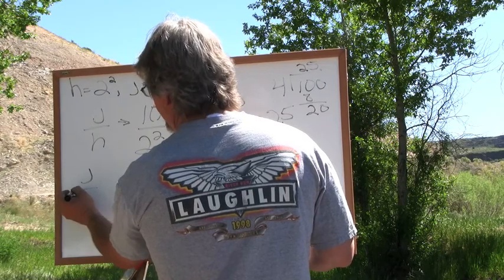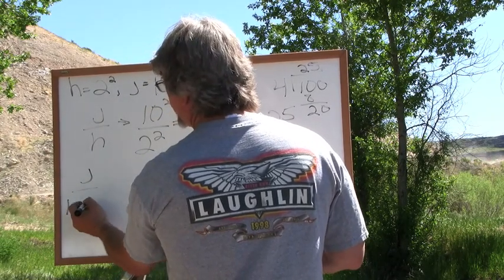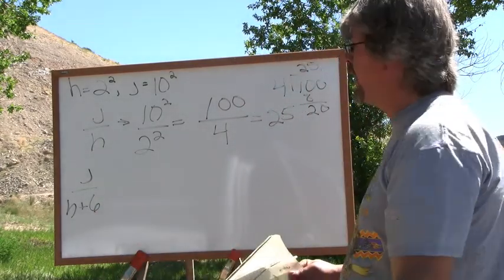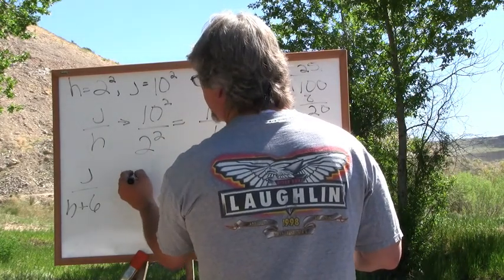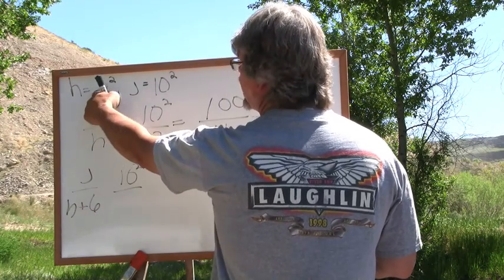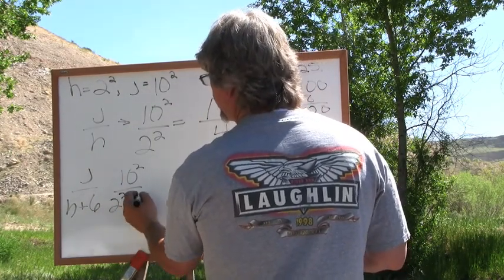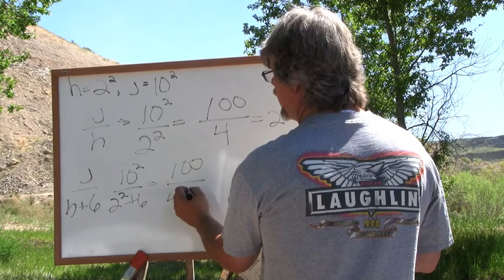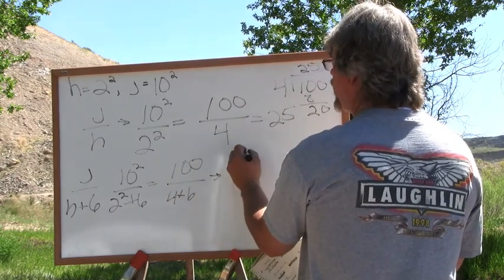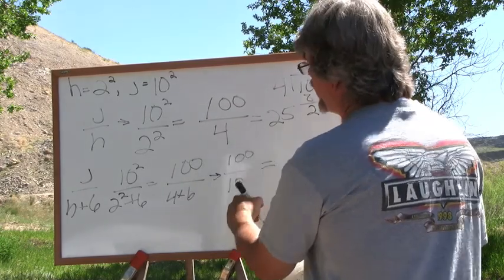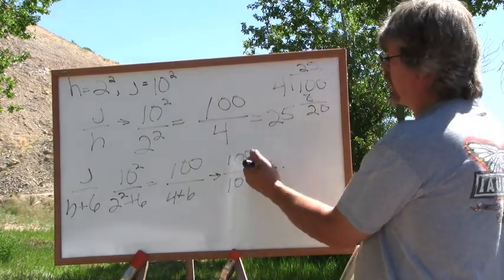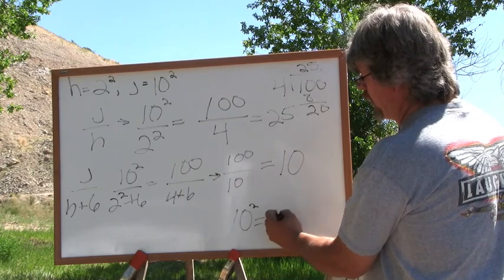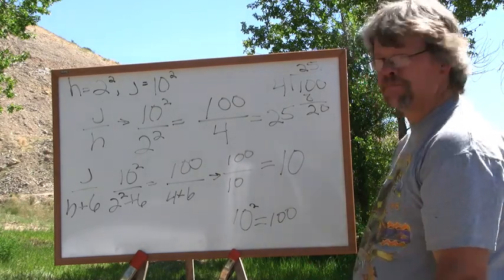What if we're given J divided by H plus 6? Now it gets a little more complicated because we have 2 different operations. And that's great. This is good practice. J, we're told, is 10 squared, divided by H, which is 2 squared, plus 6. So this becomes 100 over 4 plus 6, which becomes 100 over 10, an improper fraction. 10 will go into 100 how many times? 10 times, because we know 10 squared equals 100. And that's how to do it.